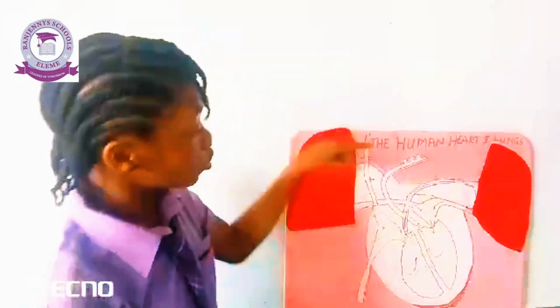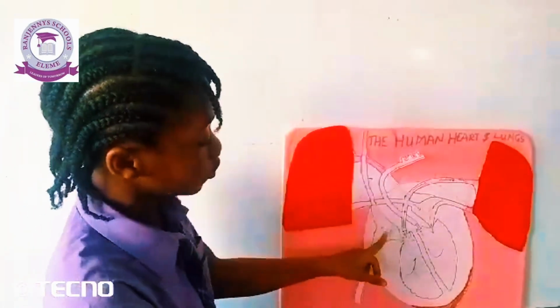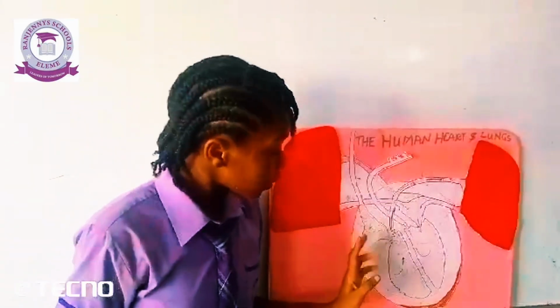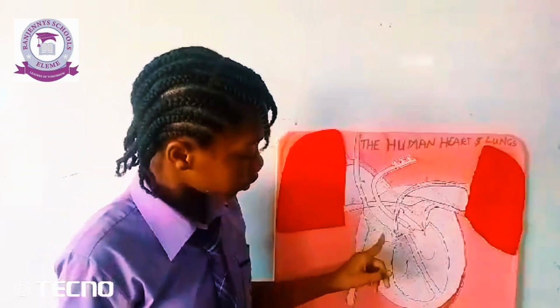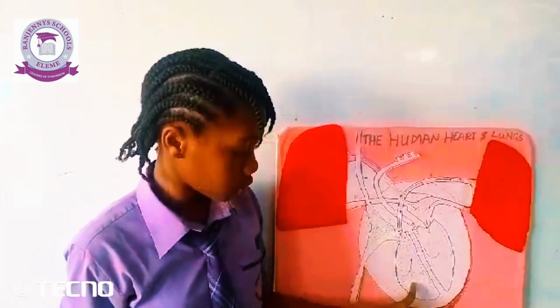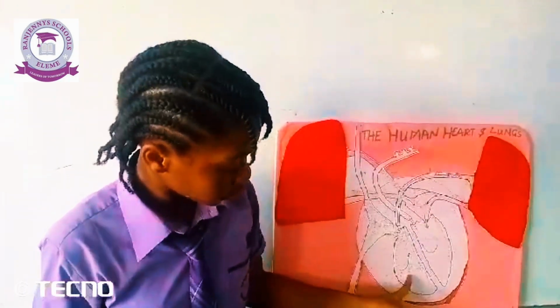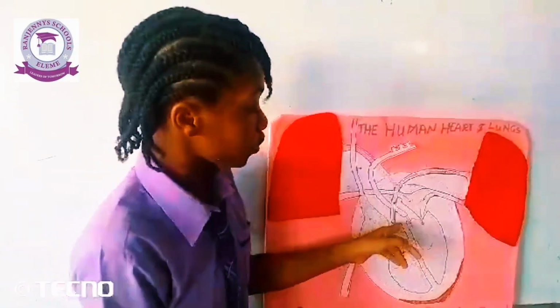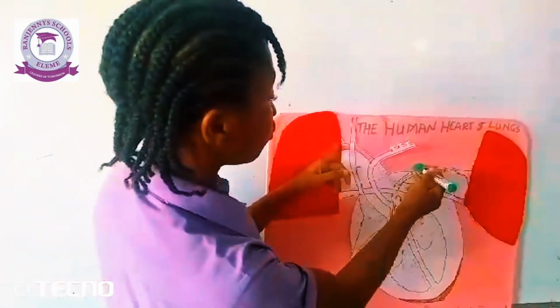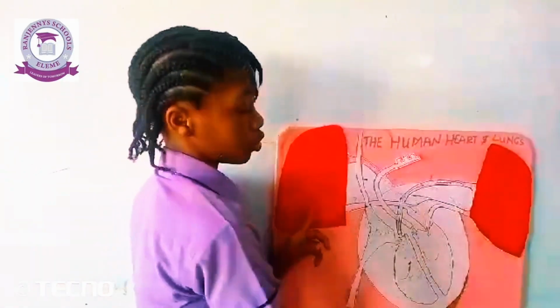The deoxygenated blood from the body enters the heart through the superior and inferior vena cava and into the right atrium. When the right atrium gets filled with blood, the tricuspid valve opens and the blood in the right atrium flows into the right ventricle. When the right ventricle gets filled, the tricuspid valve closes and the pulmonary valve opens, which leads the blood to the lungs through the pulmonary arteries for oxygenation.